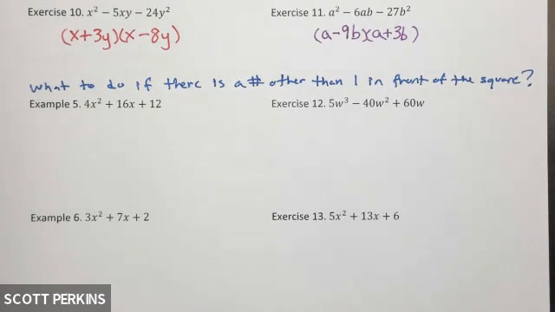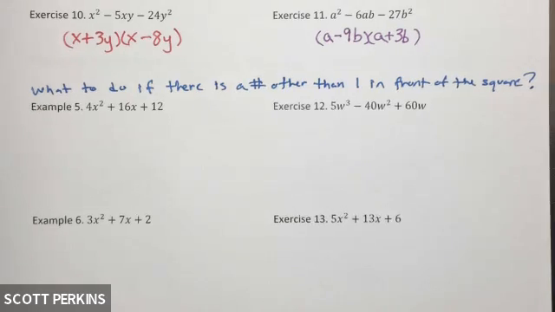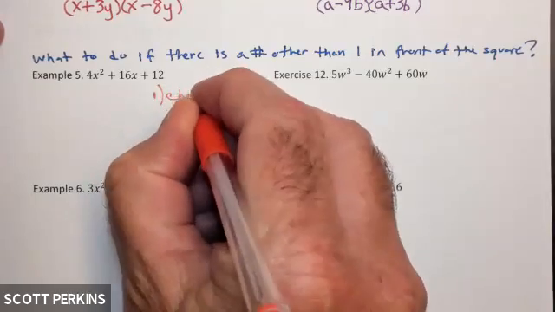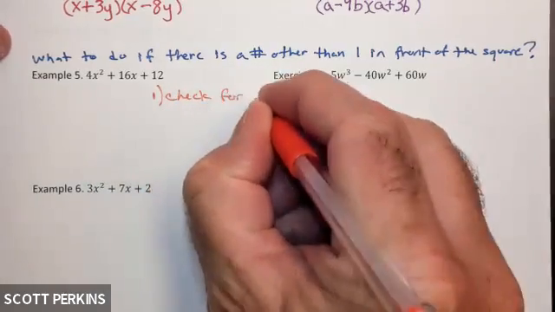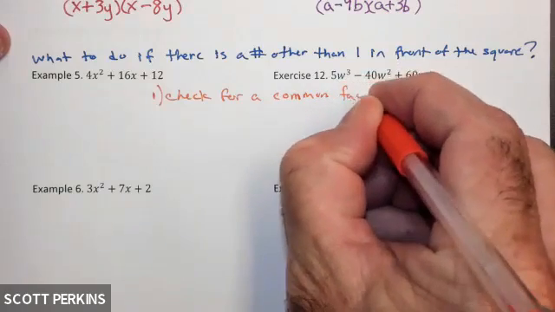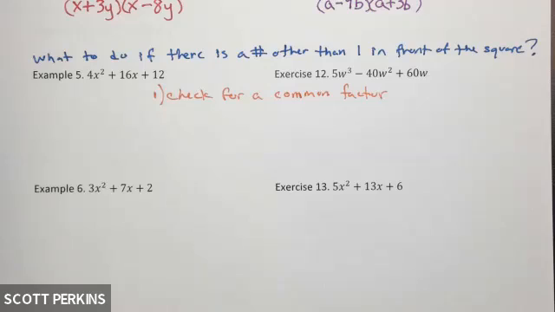Okay, so that's what the rest of our time together is going to deal with, this situation: what to do when there's a number other than 1 in front of my square term. Well, the first thing to do, as evidenced by these first 2 problems, is check for a common factor. Just like we spent our time last Tuesday doing. Check for a common factor. The problem might not be as difficult as it first appears.